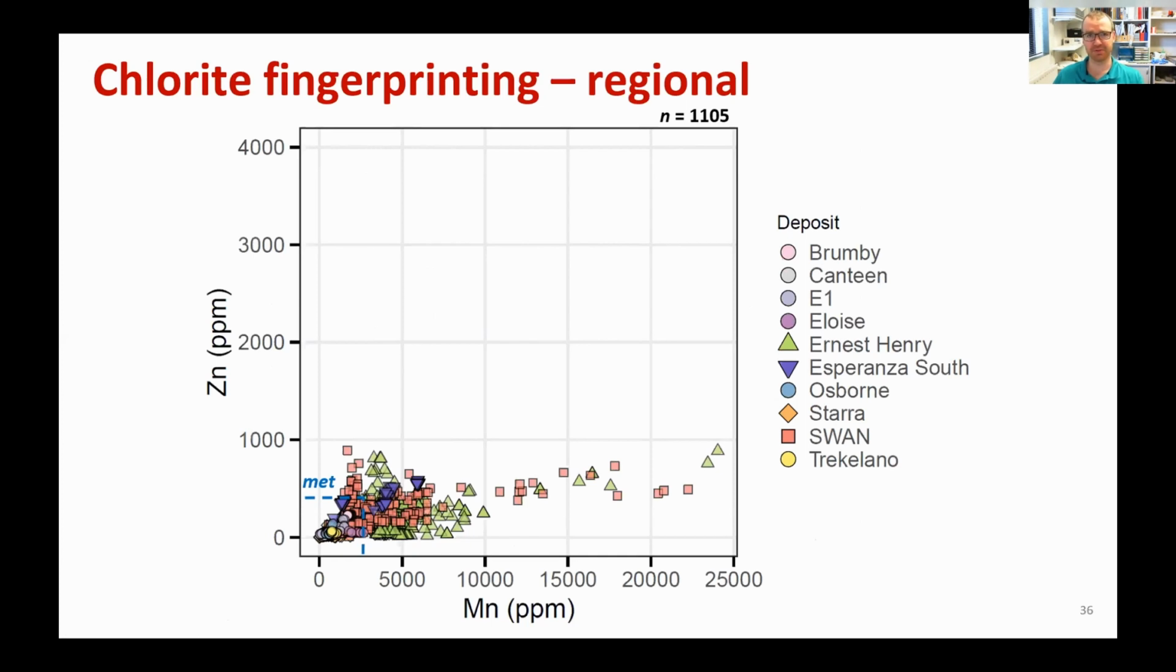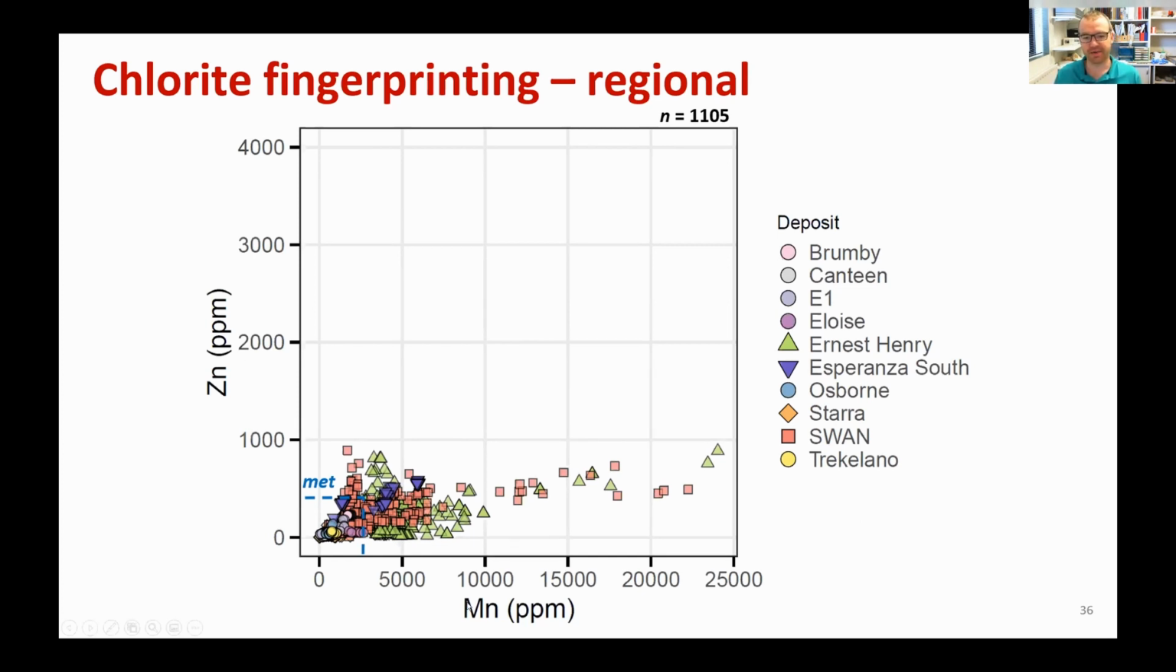Let's go to some minerals that do tell us more about the fertility of these systems. At least we think it does. So we'll start with chlorite. Chlorite is one of the 2 main green rock minerals that has been developed as a fertility indicator and a trace element vector in the porphyry space for over a decade now. And we just had this wild idea. What if we tried chlorite and epidote at Ernest Henry, at SWAN, at Starra? Let's see what happens. Well, this is what we got.